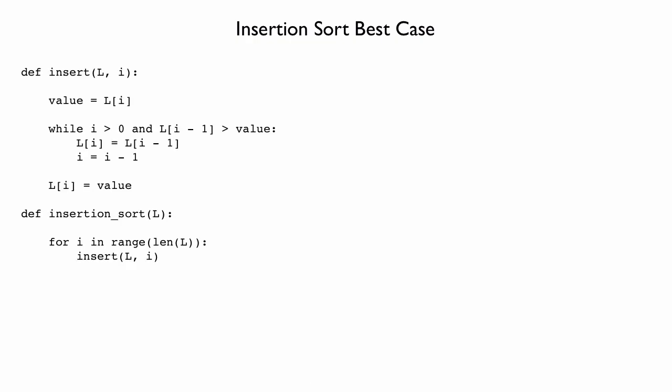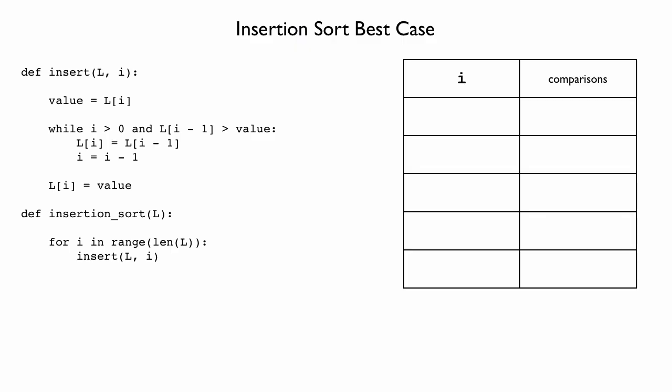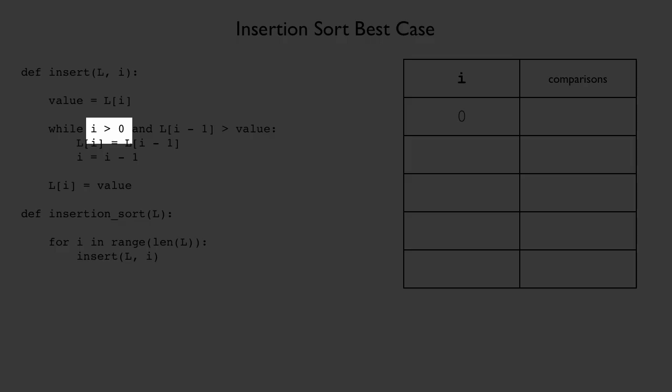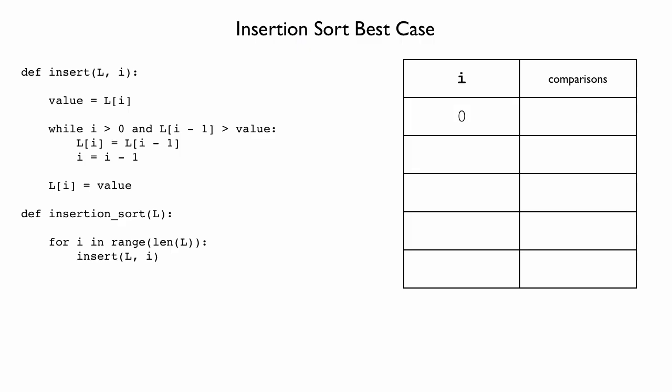So here's the code for insert, along with the code for insertion sort. We'd like to know how many comparisons we're going to make in total for the entire run of insertion sort. When I is 0, the first part of the while loop will get checked. That's one comparison, but then that will fail and nothing else will be checked. And so there's exactly one comparison in the first run of insert with I equals 0.